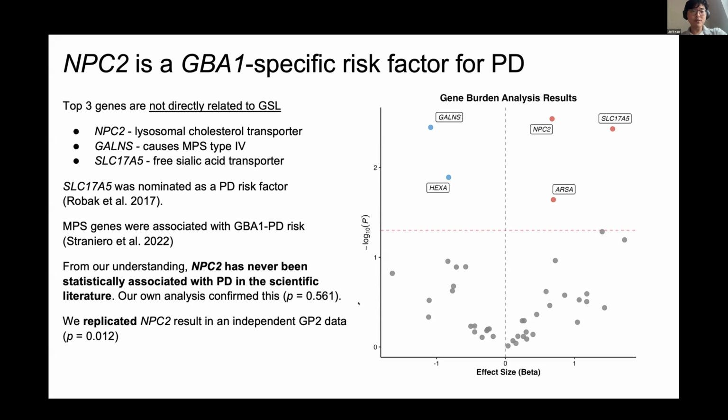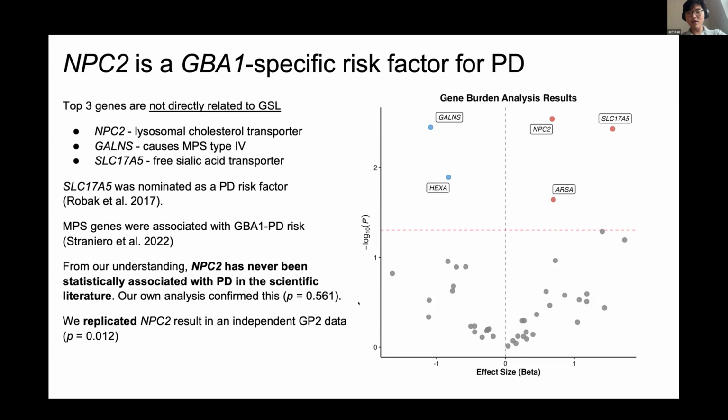But to our understanding, NPC2 has never been associated with PD in the scientific literature, and when we do our own case control analysis, we get a null signal. And we also performed a replication analysis in a completely separate, independent GP2 dataset that included genotyping data as well as clinical exomes, and we were able to replicate this association for GBA-PD specificity.